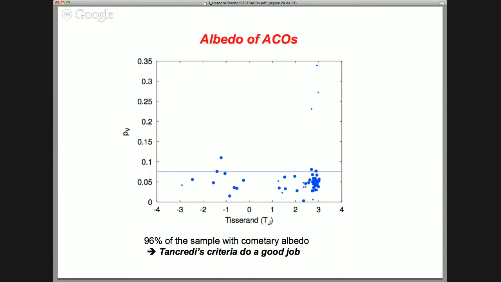But look, most of these objects, 96% of the sample, are within the cometary albedo or very close by. If you put the error bar here, you are in the limit. So it seems that the Tancredi criteria do a very good job. Oh, then PowerPoint. Sorry.